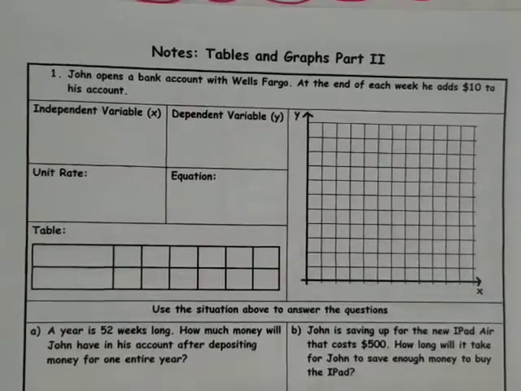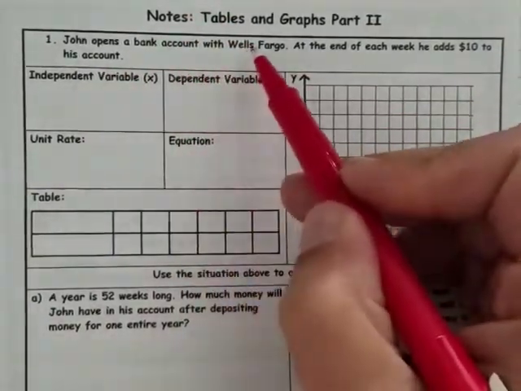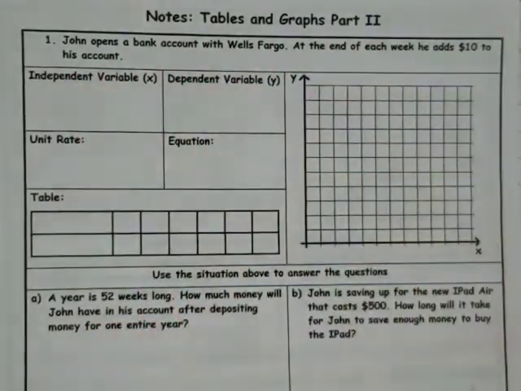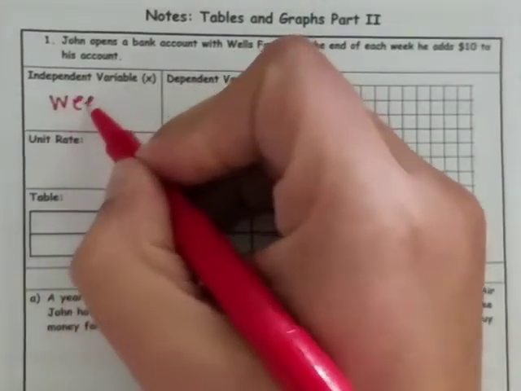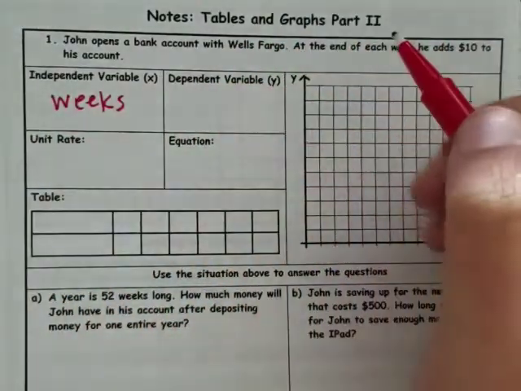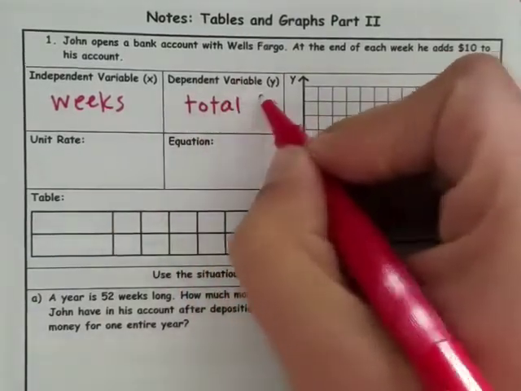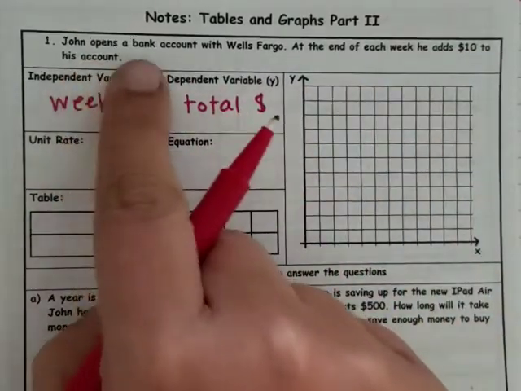The first word problem says, John opens a bank account with Wells Fargo. At the end of each week, he adds $10 to his account. So the independent variable would be the number of weeks that he is adding money, and the dependent would be his total amount. The unit rate is $10 per 1 week.